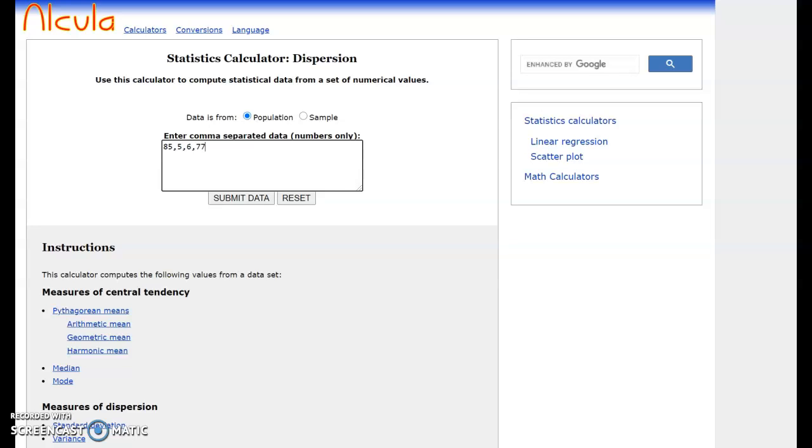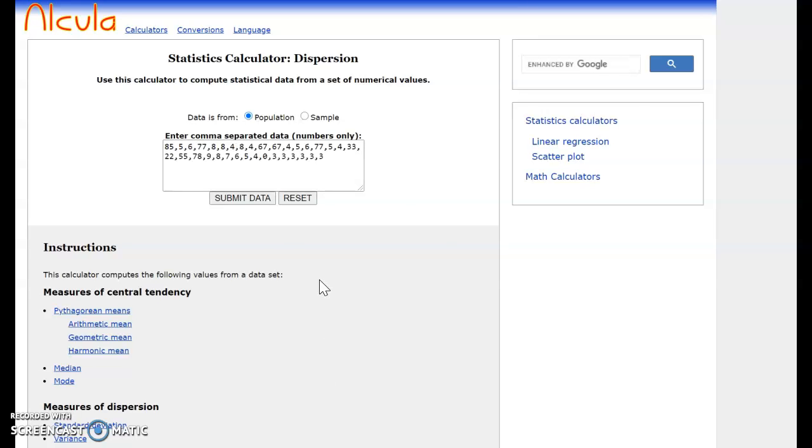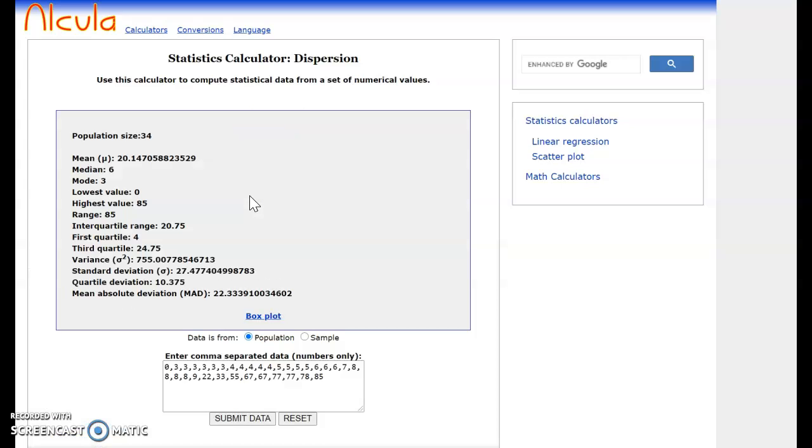Like this, for example. I'm randomly punching in a list. Okay, there, I've put in a bunch of numbers. What I do then is click Submit Data, and bam, you can see the mean, represented by that symbol mu. It gives you the median, the very center of the data when I arrange all the numbers in order. It gives you the mode, the piece of the data that occurs the most often.